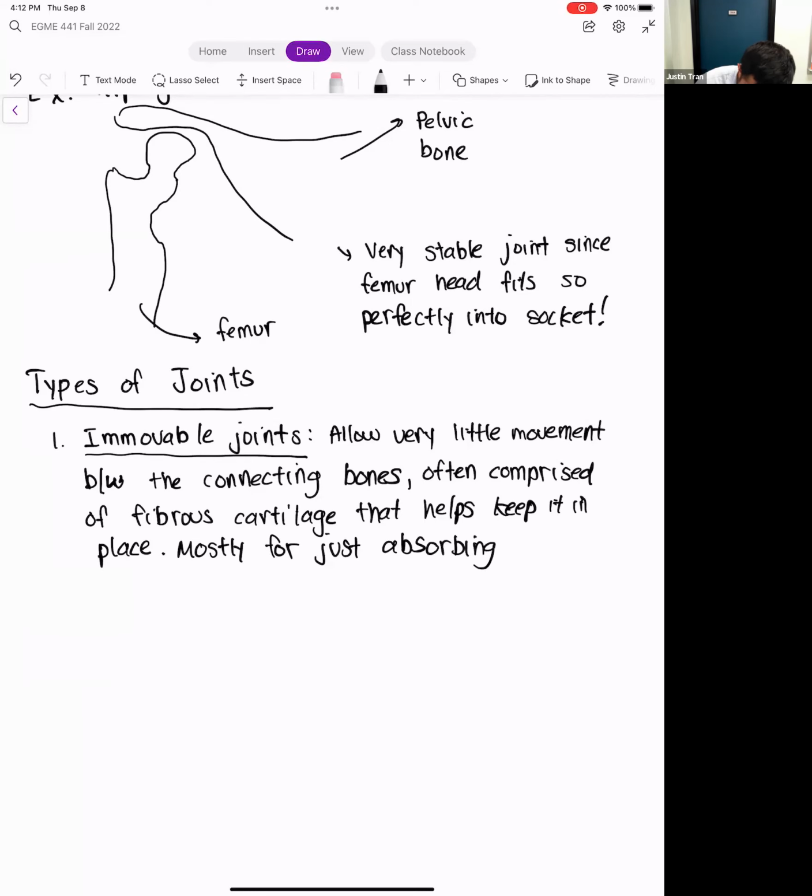So that's the first type of joint. And then we have all the joints that are designed for movement, and there are quite a few of these. I'm not going to go over all of them for the sake of time, but I do want to go over a few main ones that are important.